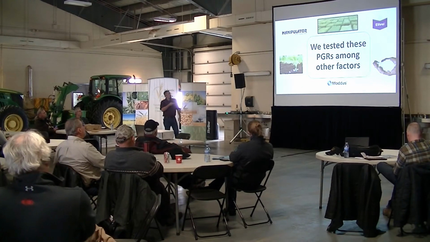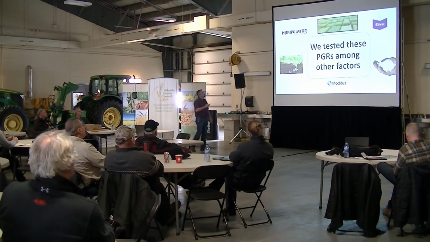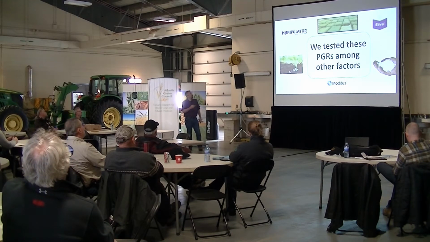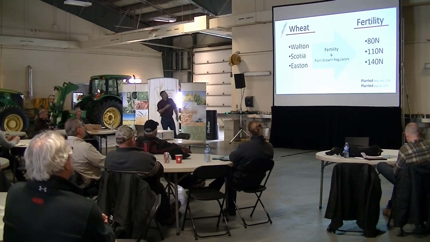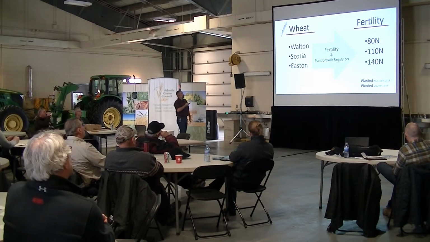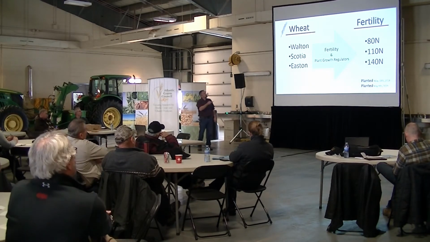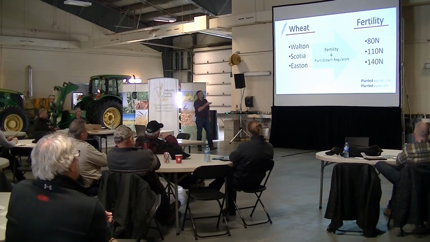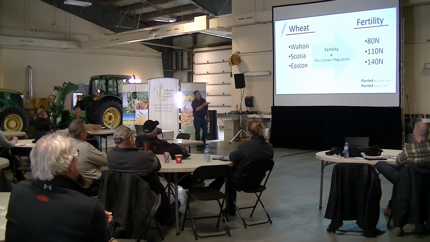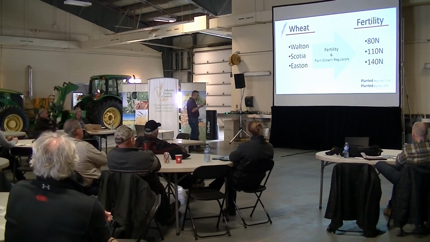So we tested them among other factors. We want to look at more than just the plant growth regulators by themselves. So we looked at variety. We used 3 different varieties, and then we also looked at fertility. And this is basically what it looked like, say for wheat. We had 3 different varieties, Walton, Scotia, and Easton. And then we tried different fertility levels on those. So we had 3 levels of N, that's the total units of N that the crop received. So 80, 110, and 140. We wanted to push it a little bit with the 140, hoping that we would trigger the plant to fall over a little bit. It didn't end up happening.